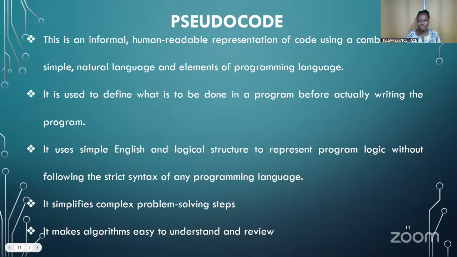This pseudocode is used to define what is to be done in a program. It's just like semi-coding. It's not really a programming language that you are coding. It's something you have written in plain language that you understand. It's not following the strict syntax of any programming language. It helps you to translate an algorithm or flowchart into any programming language. So this pseudocode simplifies complex problem-solving steps, and it makes algorithms easy to understand and review.